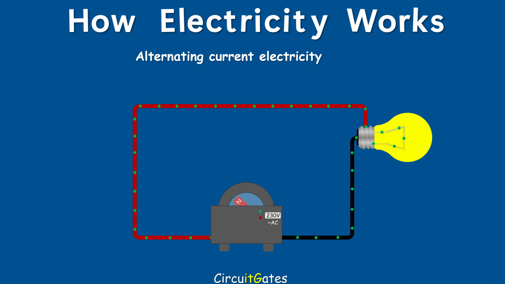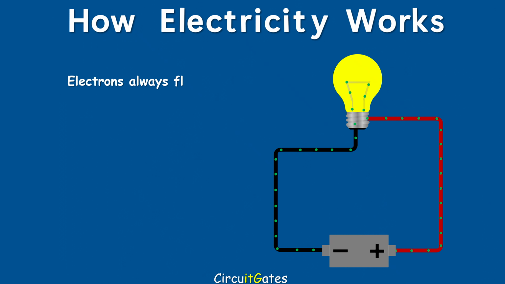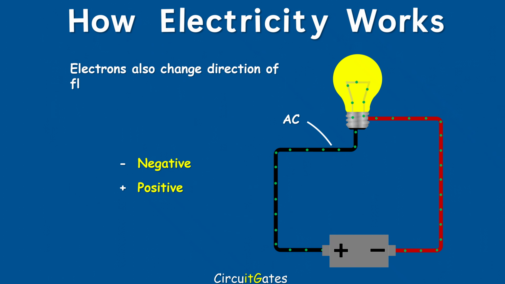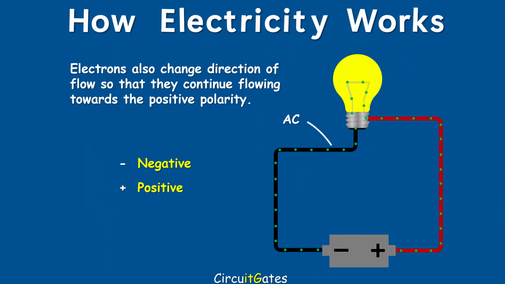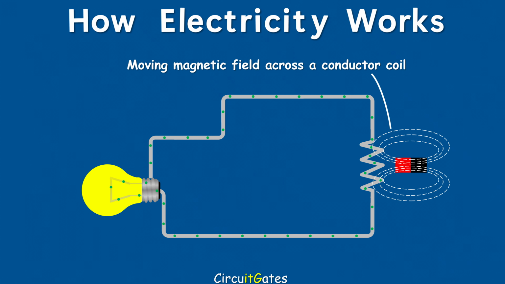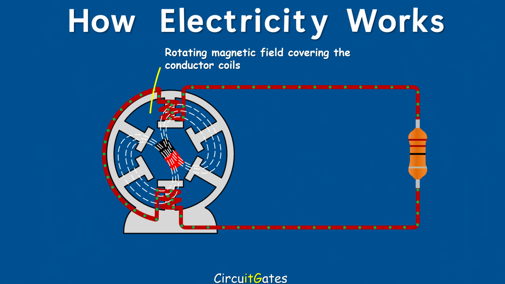Alternating current is a type of electricity in which electrons change the direction of flow, or flow back and forth due to change of polarity. Electrons always flow from negative to positive. In AC, when polarity changes, electrons also change the direction of flow so that they continue flowing toward the positive polarity. The change in polarity in AC can be caused by moving the magnetic field of a magnet across a conductor, or more easily by rotating the magnetic field covering the conductor coils.